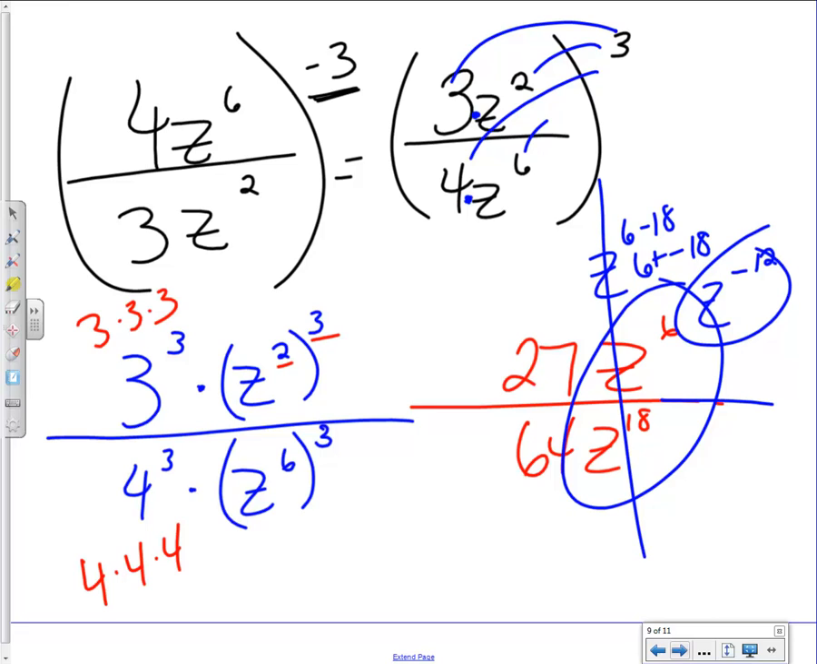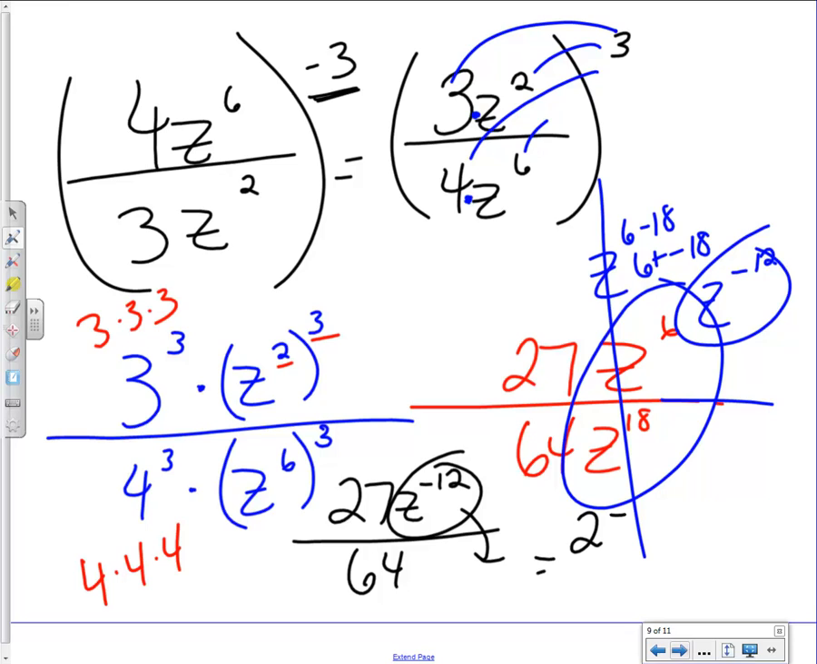So now I have this problem here as my answer, 27z to the negative 12 over 64. This is a negative exponent that needs to come to the bottom, and so 27 over 64z to the positive 12th power is my final answer. Okay. All right, I've got one last problem.